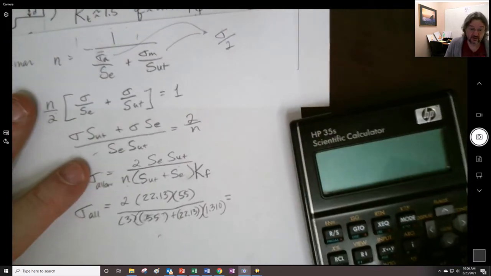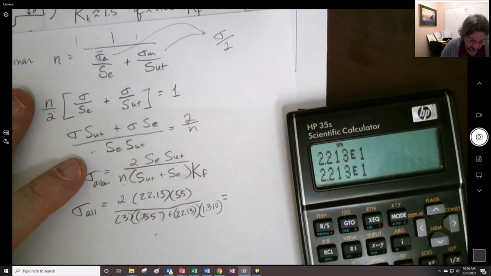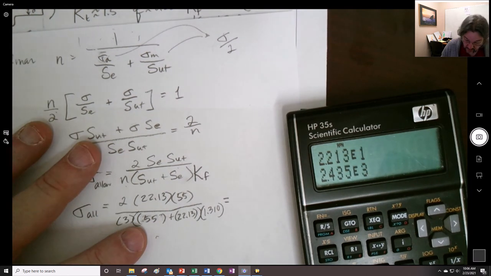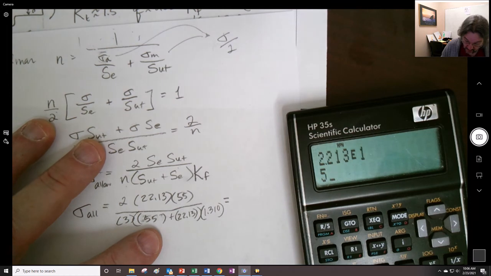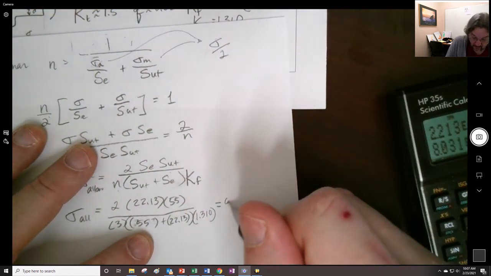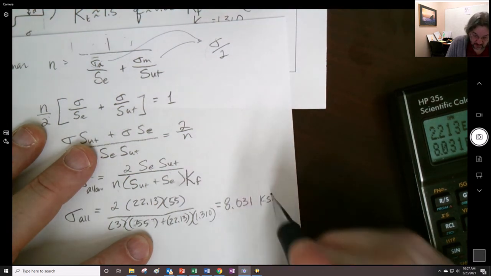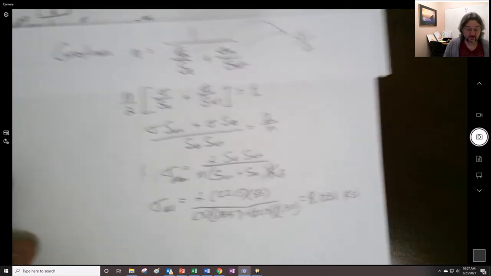So if I do all of those, here's my 22.13. I have it already in there. Multiply it by 55, multiply it by 2. I'm going to use it again. Add there and divide, and then my 1.31. Divide, I get an allowable of 8.031 KSI, right?